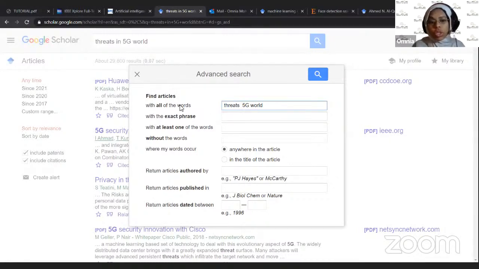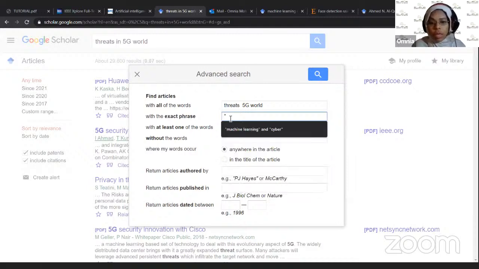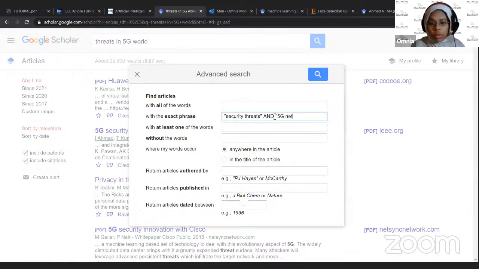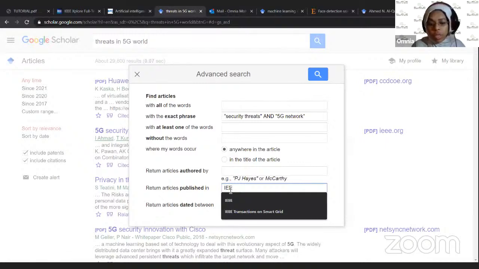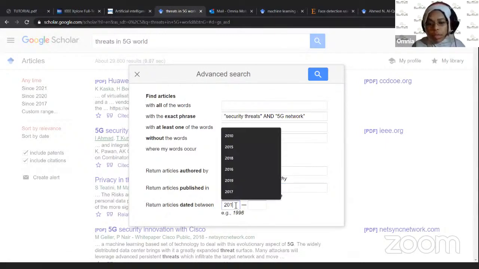Here, it gives us control over the results that we're going to retrieve. For example, do we want all the words to be included? What are the exact phrases we want to have in our search term? We can, for example, search for all the papers that have security threats and the term 5G network. Maybe we're interested in IEEE only, and only the recent years.